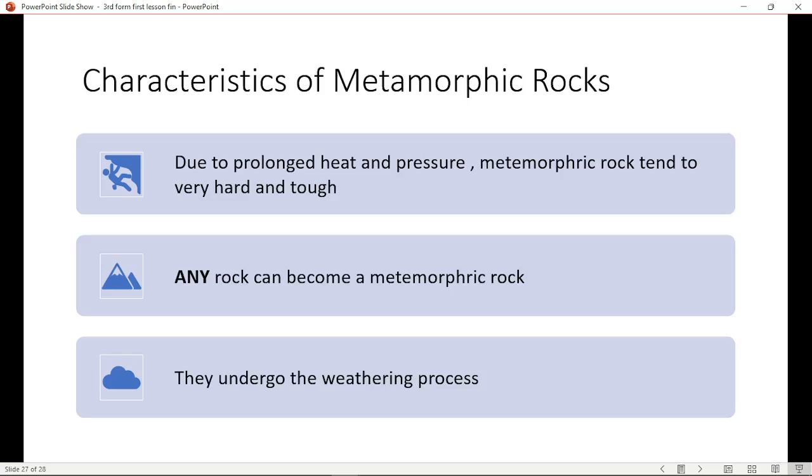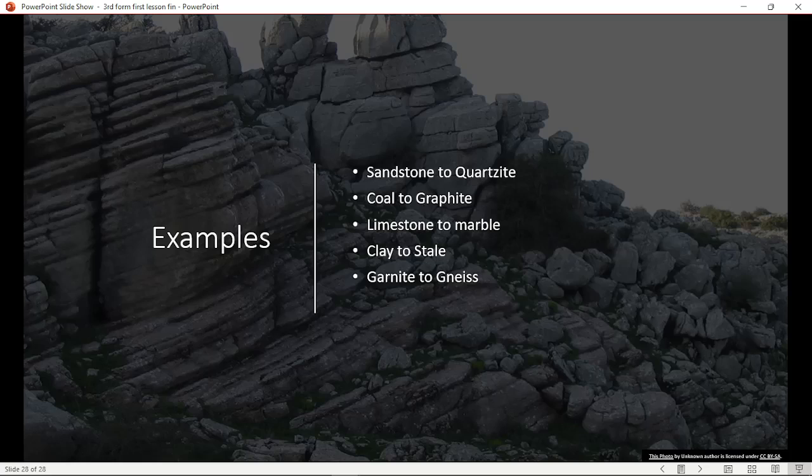Characteristics of metamorphic rocks. Due to prolonged heat and pressure, metamorphic rock tends to be very hard and tough. Any rock can become a metamorphic rock. They undergo the weathering process. Examples: sandstone to quartzite, coal to graphite, limestone to marble, clay to slate, garnet to gneiss. So this is an interesting process.